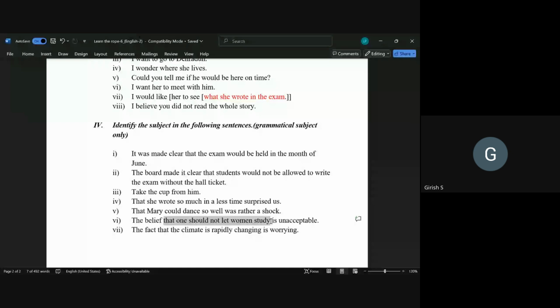Because sentences in English always start with a subject. That is okay, sentences in English always start with a subject, that is right. But if I'm saying that one should not let women study and that the climate is rapidly changing, they're not even adjectival clauses. If they were adjectival, then it would be fine. It's a different kind of clause. We call them noun clauses in apposition. They are co-indexed with the subjects, in fact, right? But there should be a reason why we are not choosing that and we're choosing the belief or the fact as the subject.